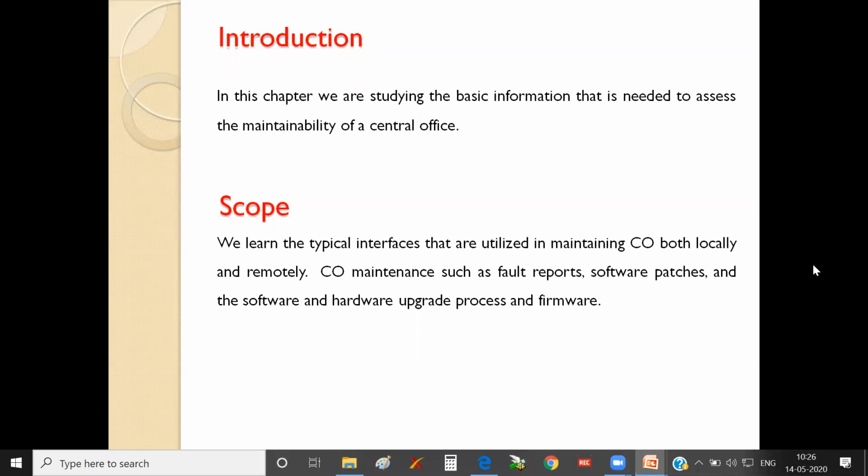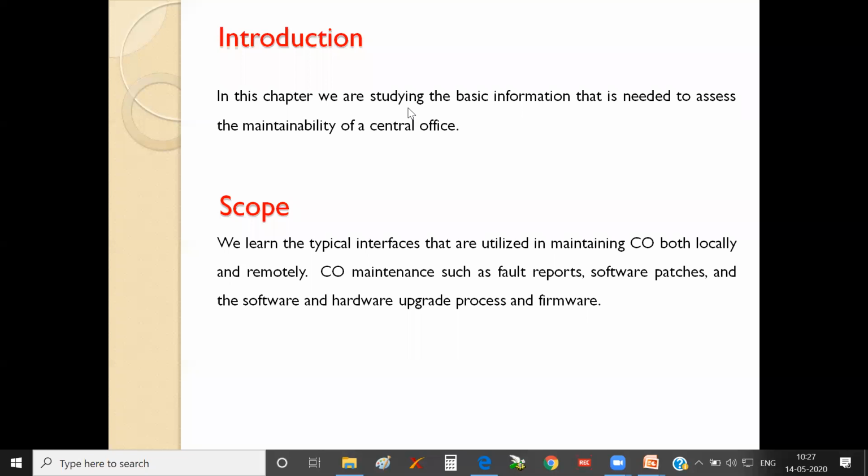Locally, these may be direct connections, or indirect connections, but it is maintained at the central office. Next, central office maintenance requires things such as fault reports, software patches, software and hardware upgrade processes, and firmware. Say, for example, the central maintenance office keeps the records of fault reports. If something goes wrong with a particular department or component, and an error is detected during the execution of that component, how the component has to be replaced and what error it has faced, all those reports have to be sent to the central office and maintained by the central office only. And similarly, software patches.